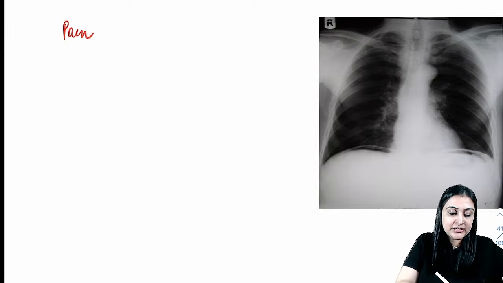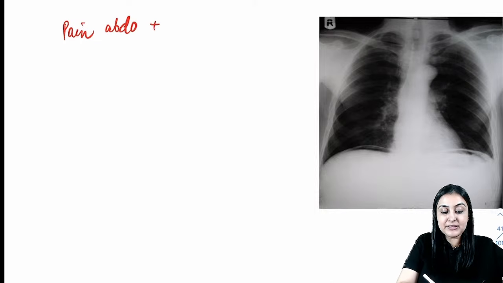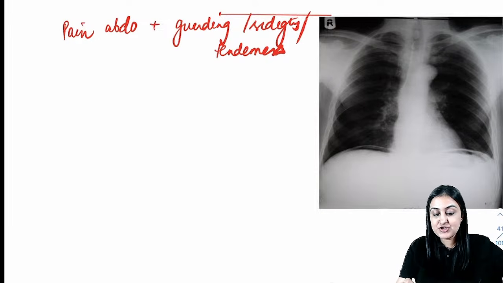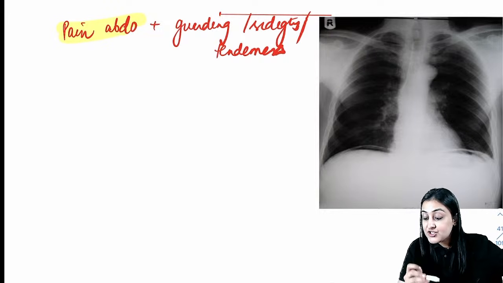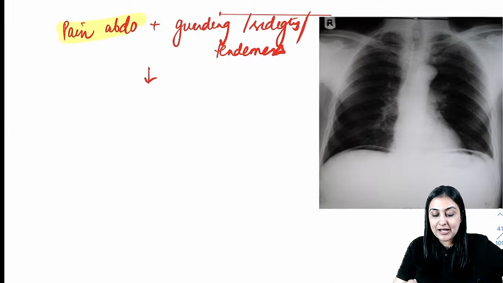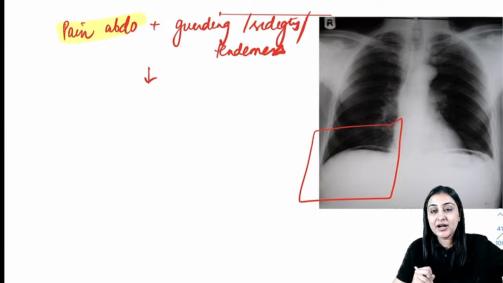Anytime they give you in the history that there is pain abdomen, what kind of pain abdomen? Severe, with guarding, with rigidity, with tenderness. And the X-ray given is a chest X-ray. This is your biggest clue: history is pain abdomen, X-ray is chest X-ray. So this is basically your biggest clue to look at the right diaphragm. Look under the right diaphragm. If there is black air, this is pneumoperitoneum. This is air under the diaphragm. This is free air, perforation peritonitis, pneumoperitoneum.